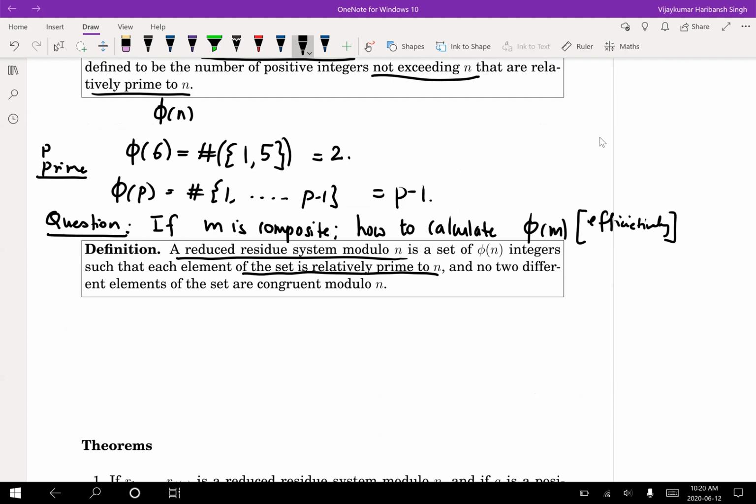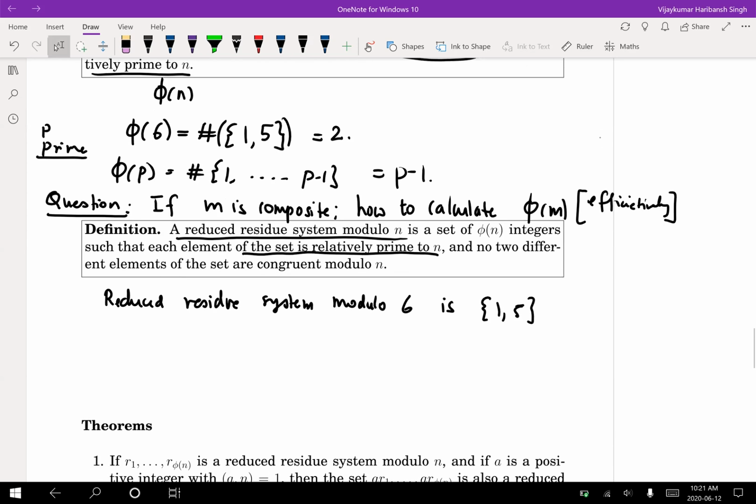So this is what a reduced residue system modulo n is. Say, for example, what is a reduced residue system modulo 6? It is just 1 and 5, right? Why? Because first of all, it has to be relatively prime to 6, so the only possibilities are 1 and 5. And you can see that no integers less than 6 are going to be congruent modulo 6. So all you have to do is compute phi(n) and list all the integers relatively prime to 6.